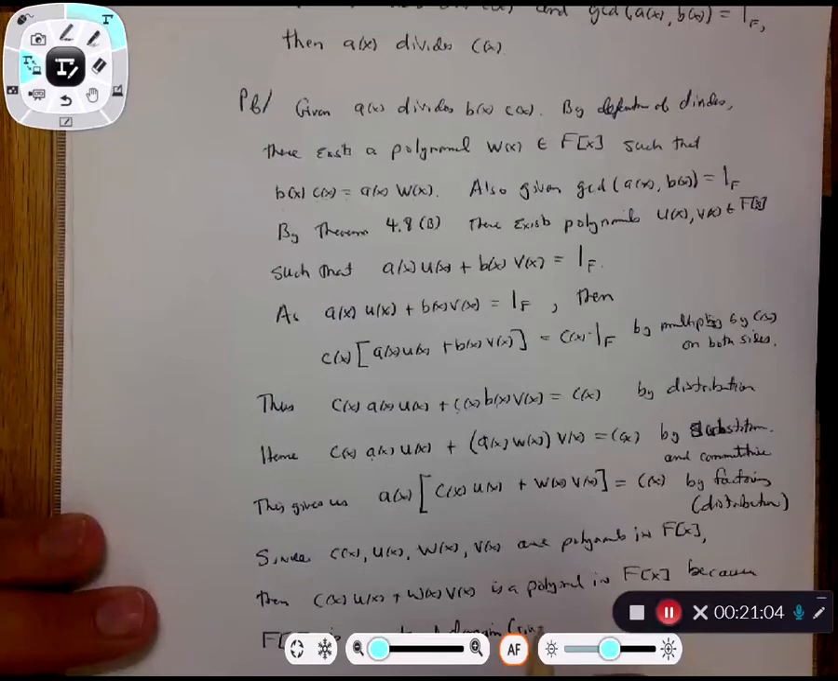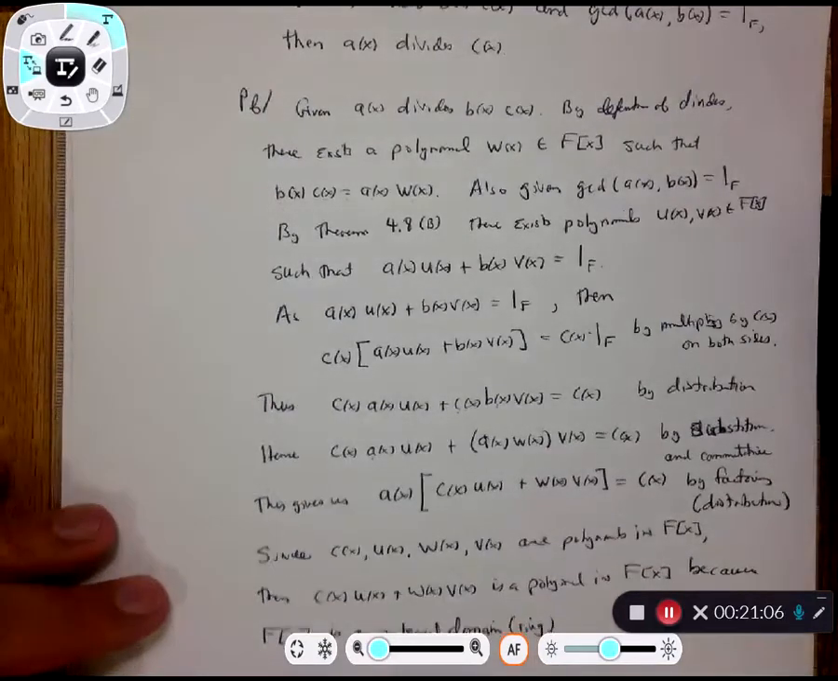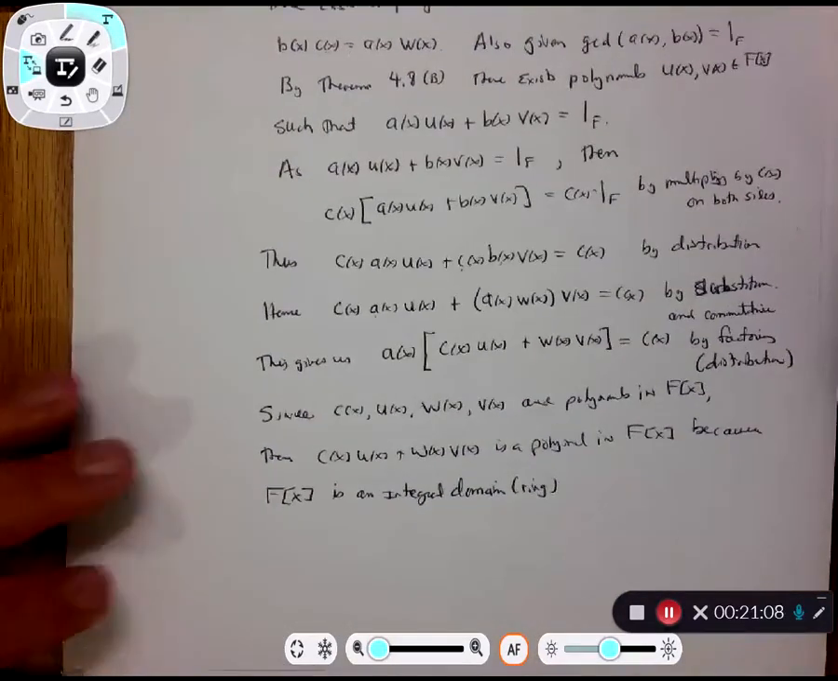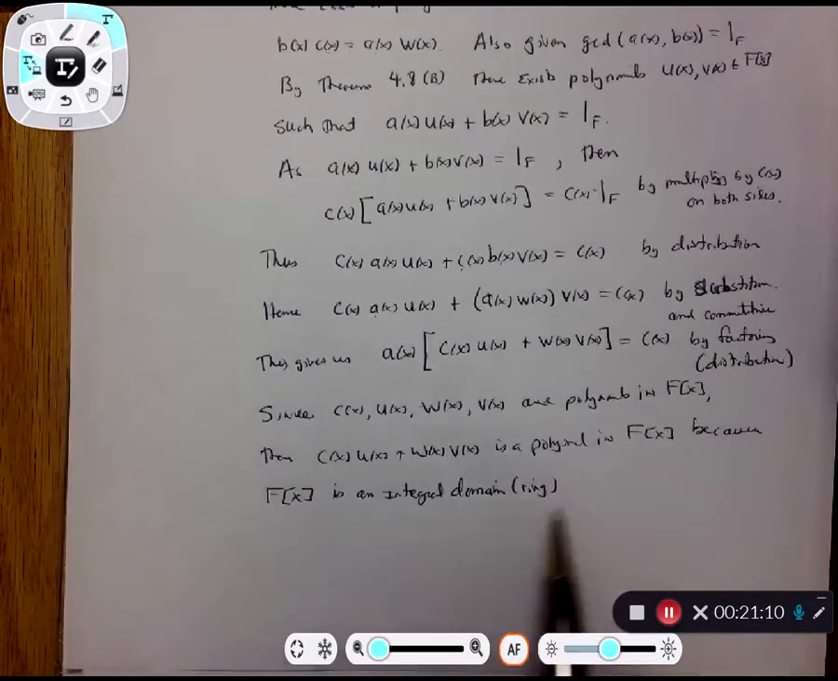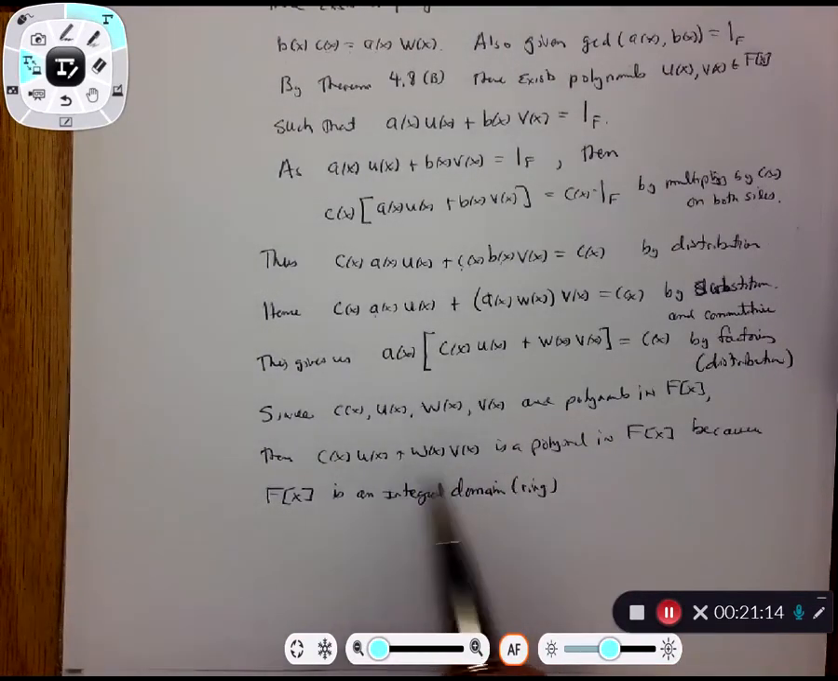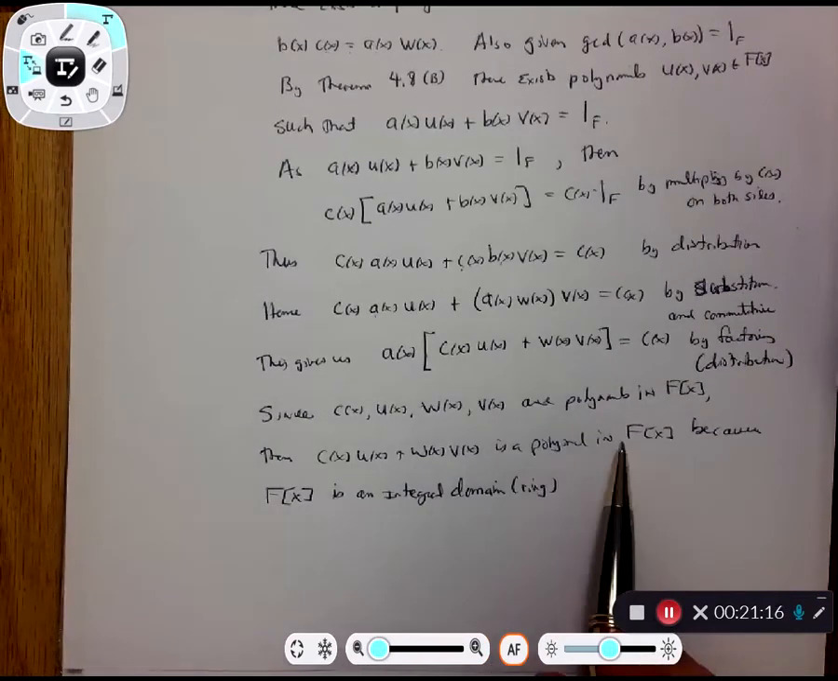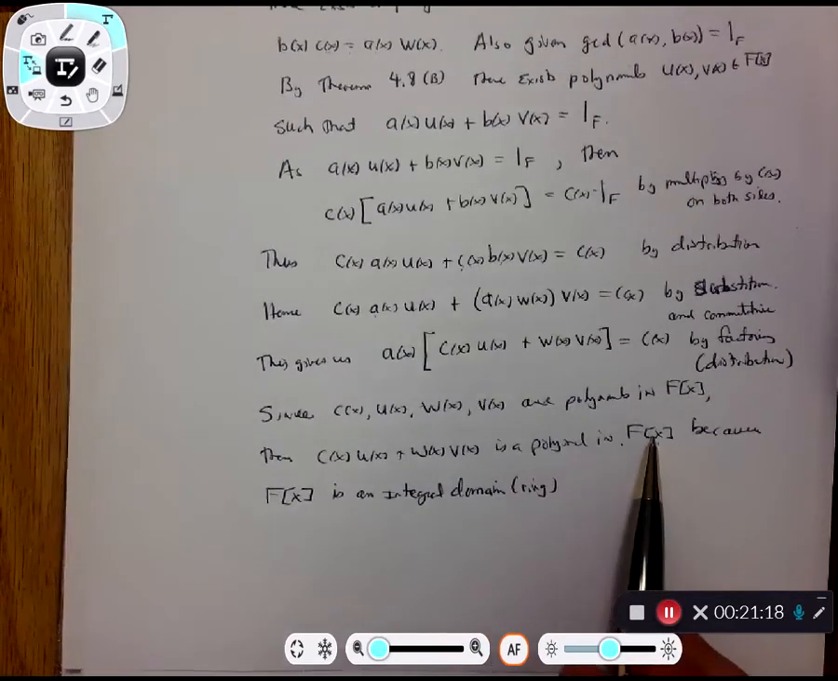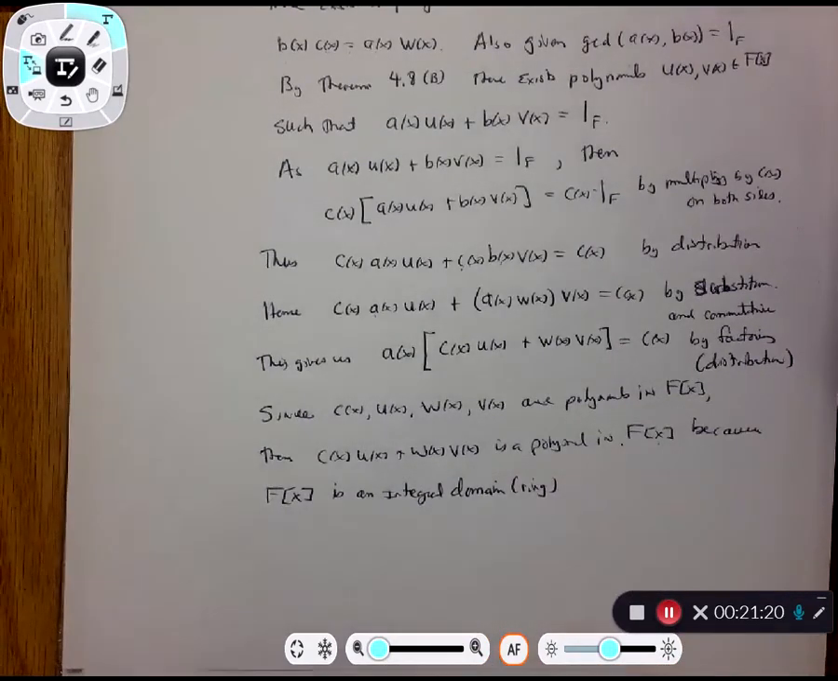I'll put ring in parentheses there. It's really because it's a ring, but the fact of the matter is it's because the sum and products of elements in a ring are still going to be in a ring, but F being a field adjoint x makes the polynomial ring an integral domain. So it's got even more properties than just a basic ring, but we're using the basic ring properties here.